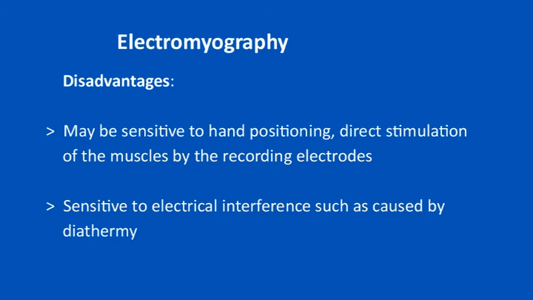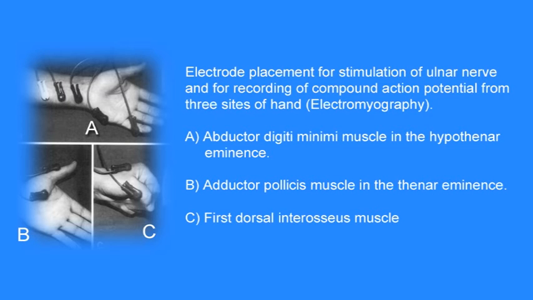Disadvantages of this are that it may be sensitive to hand positioning and to direct stimulation of the muscles by recording electrodes. It is sensitive to electrical interference caused by diathermy. This figure shows the setup of electromyography where electrodes are placed over thenar, hypothenar and dorsal interosseous muscle.